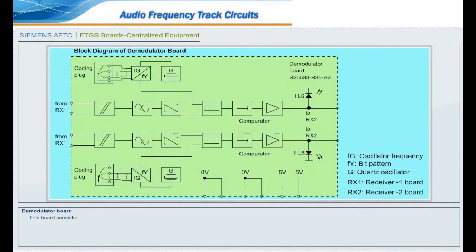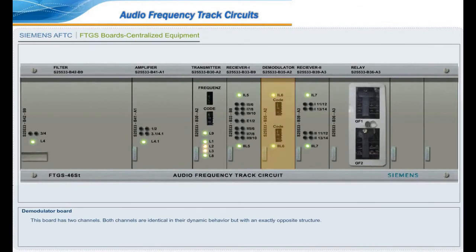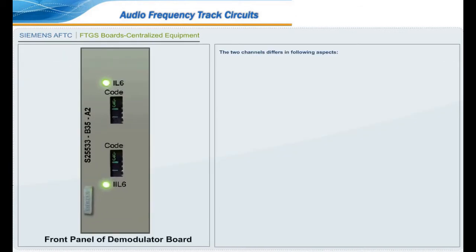Demodulator board. This board consists of an arrangement to accommodate code bit plugs, quartz oscillators, comparator circuits, and 2 outputs to the receiver 2 board. This board has 2 channels. Both channels are identical in their dynamic behavior but with an exactly opposite structure. The two channels differ in the following aspects.